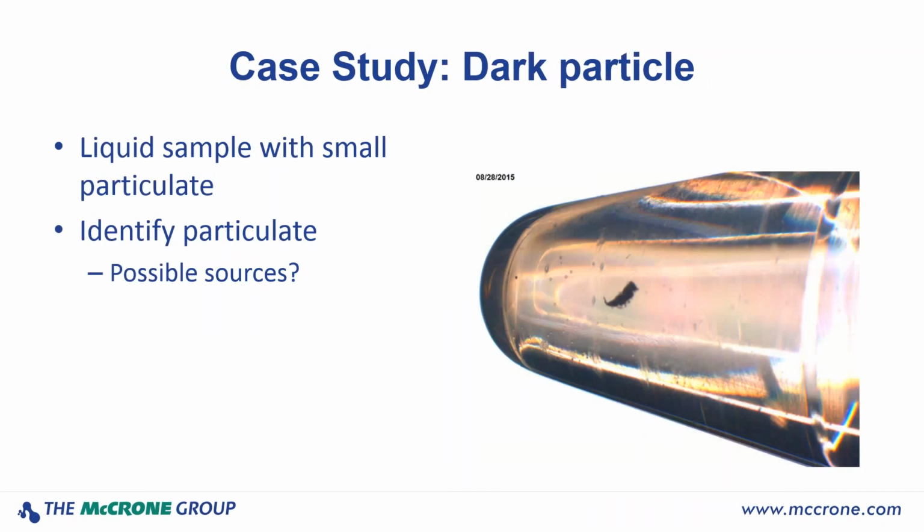So how would you proceed if you want to analyze small particle contaminants? Let's use a case study example typical of some of the samples received here at McCrone Associates. This sample consists of a dark particle found floating in a liquid. The client has requested that we identify what the particle is so that they can try to narrow down possible sources of this contamination.